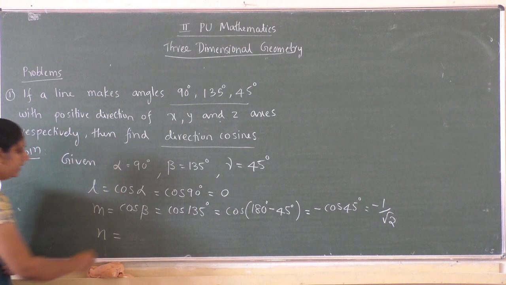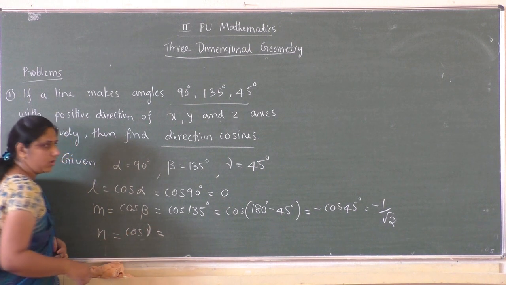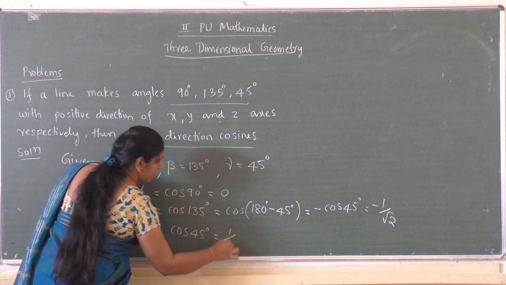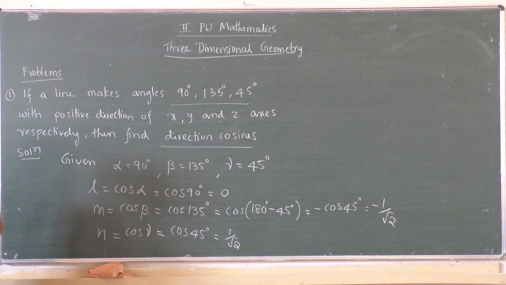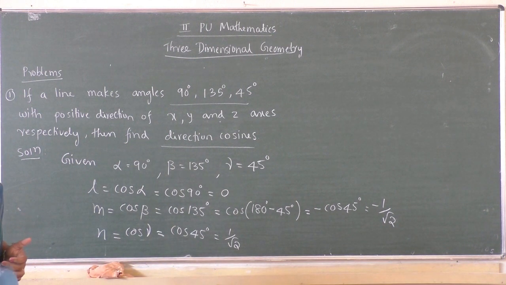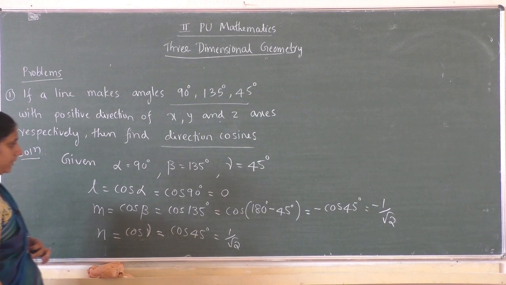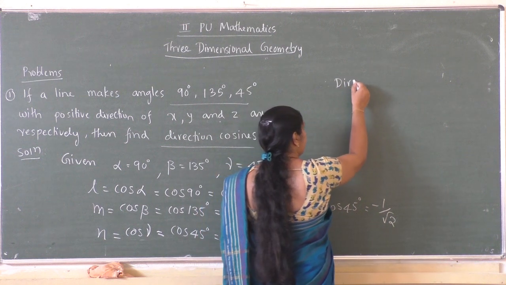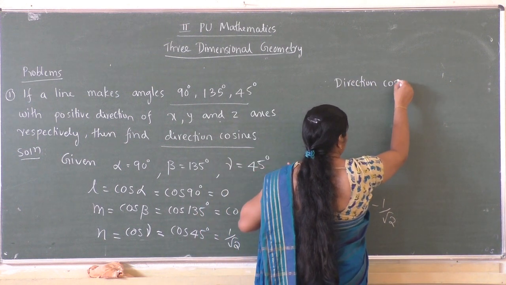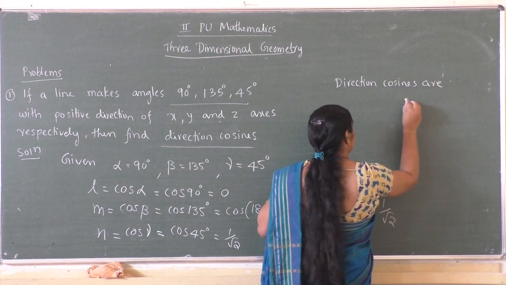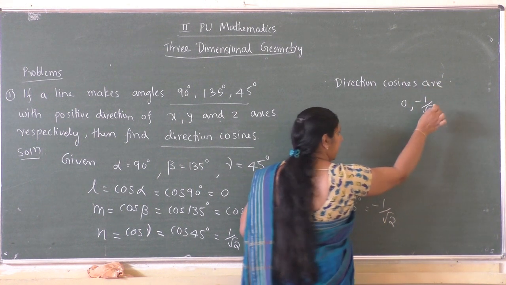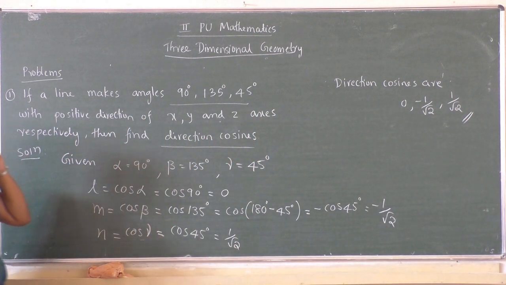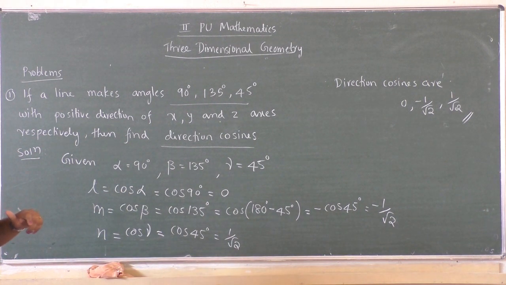And n. What is n? n is cos gamma. What is cos gamma? It is cos 45 degree, that is 1 by root 2. Therefore, what are the direction cosines? 0, minus 1 by root 2 and 1 by root 2. Therefore, the direction cosines are 0, minus 1 by root 2 and 1 by root 2. Is it clear? Yes. Write one homework question.